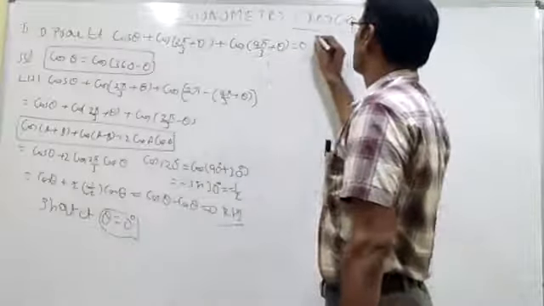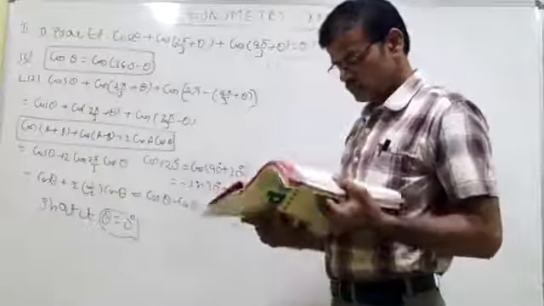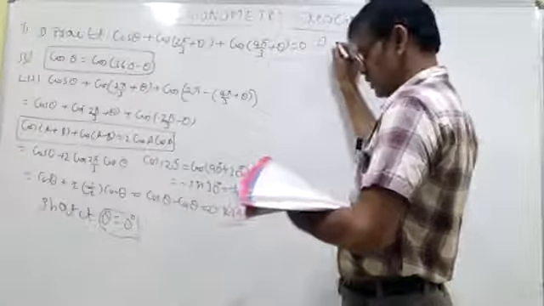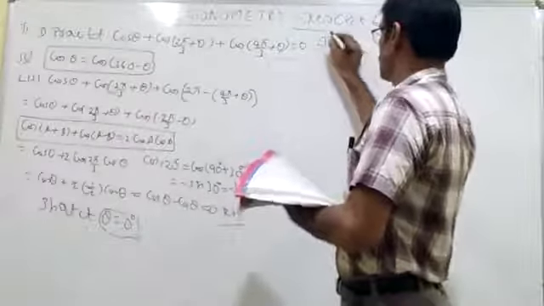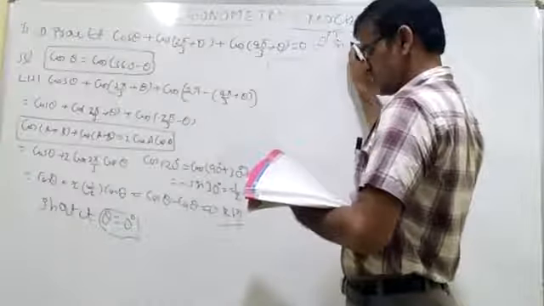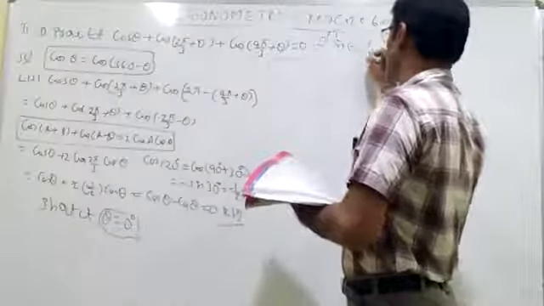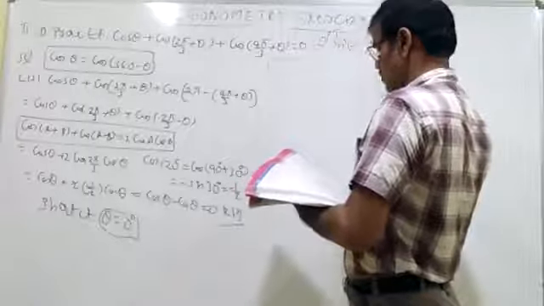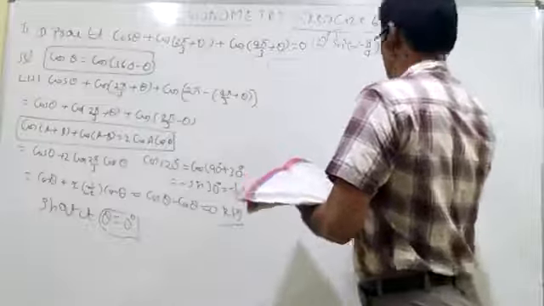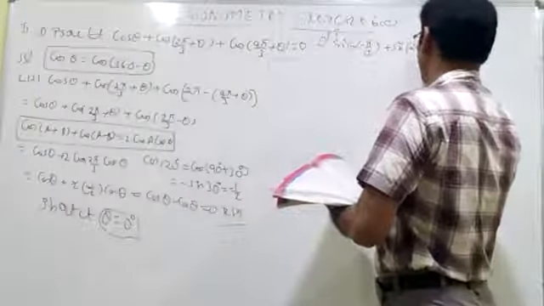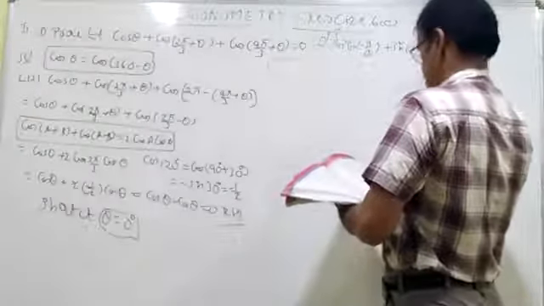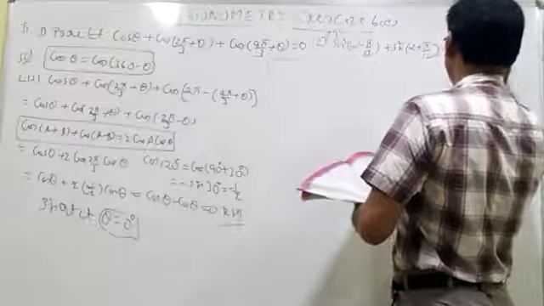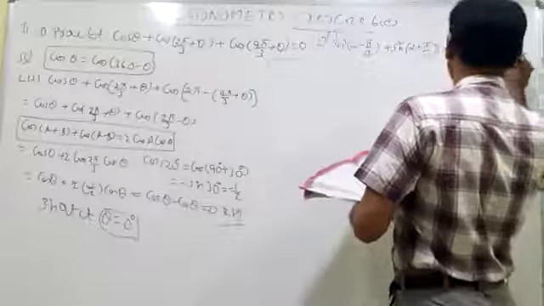Now Roman number 2, second question. Maybe we have discussed such a model in yesterday's class. Prove that sin square of alpha minus pi by 4 plus sin square of alpha plus pi by 12 minus sin square of alpha minus pi by 12 is equal to 1 by 2.